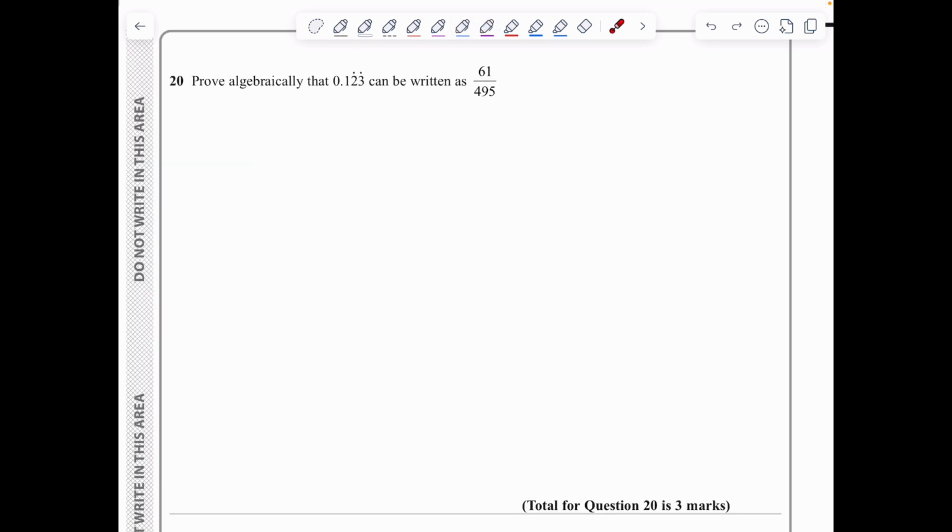In question 20, we need to prove algebraically that 0.123 recurring can be written as 61 over 495. So first of all, the 2 dots indicate the repetition. So the first dot is the start of the pattern, and the second dot is the end of the pattern. So essentially, if I was to let x be 0.123 recurring, what we are looking at is the number 0.1232323 going on forever, and I need to show algebraically that this is the fraction 61 over 495.